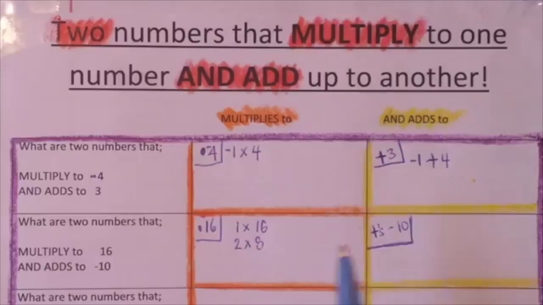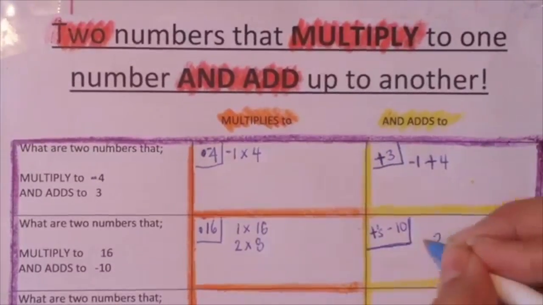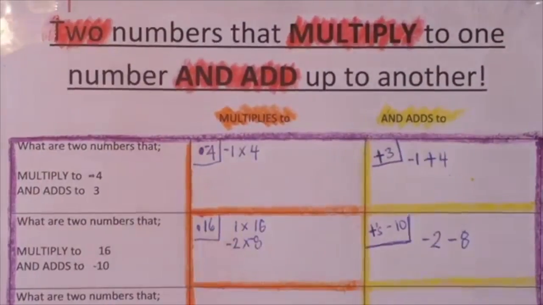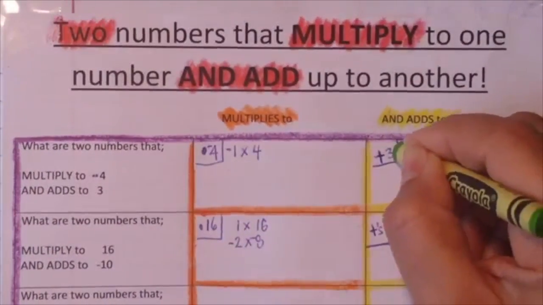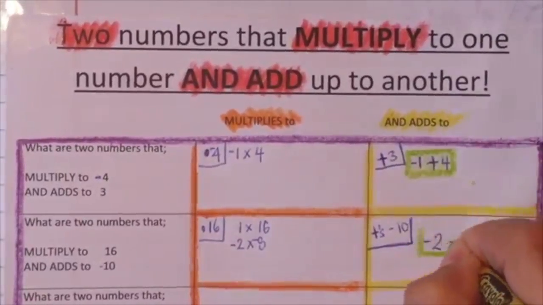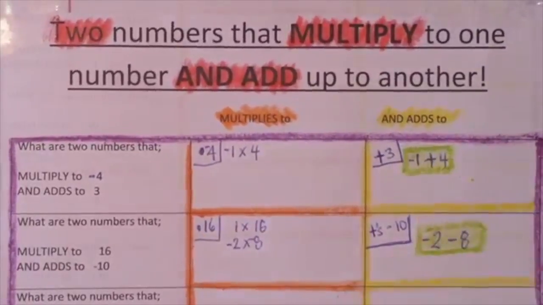So I need it to be -10. So I'm going to check 2 and 8. So I need Tigers to win. So if I make them both negative, will that work? -2 times -8 is +16. So that will work. So basically you find two numbers that multiply to one number and add up to give you the other. So in this case it's going to be -2 and -8.